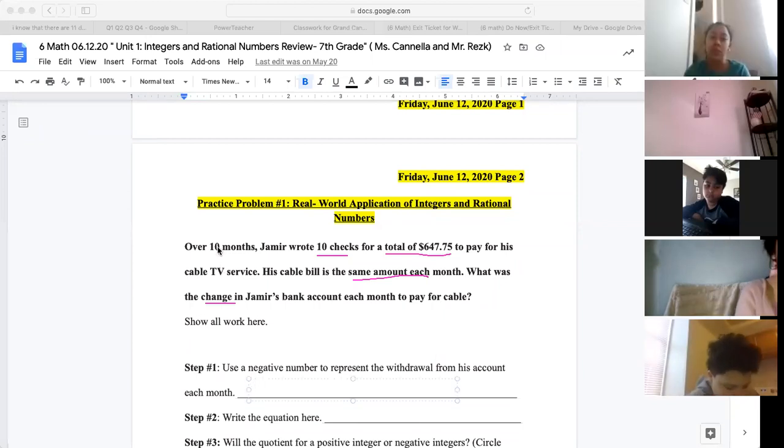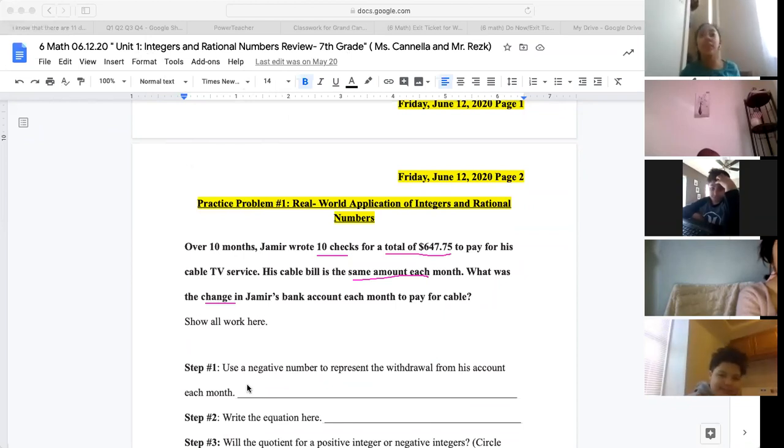He wrote 10 total checks. And how much money was that? $647.75. All right, so Demi, since this is my PDF, can you do me a favor?